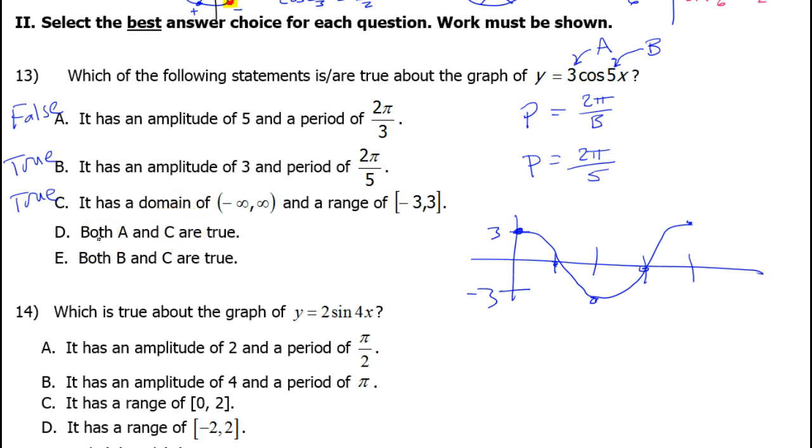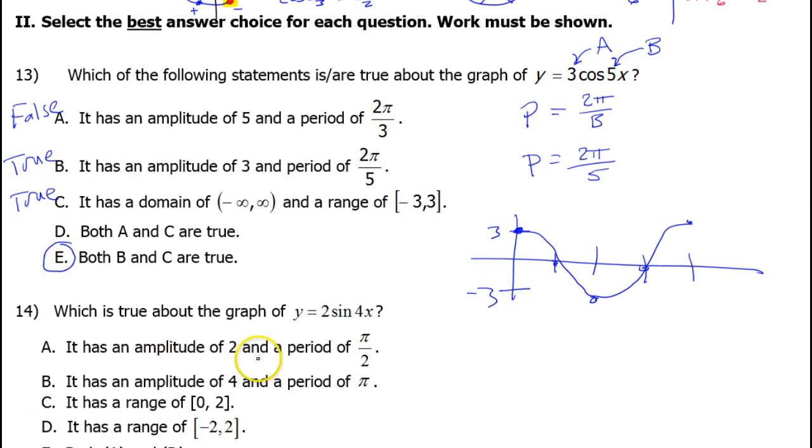So choice D, both A and C are true. No, A was false. Choice E, both B and C are true. Giddy up. So as far as multiple choice goes, the answer would have to be E. Both B and C are true.